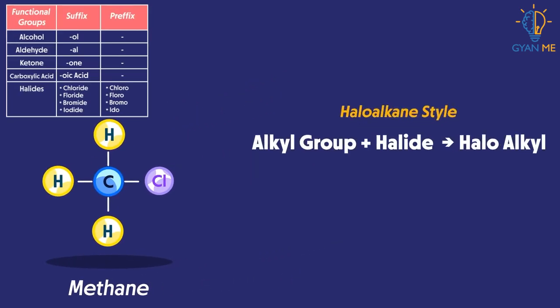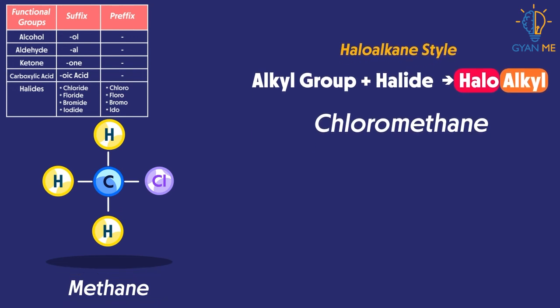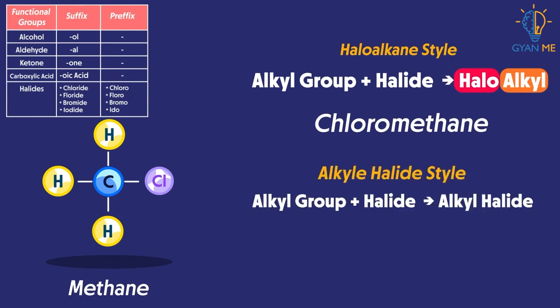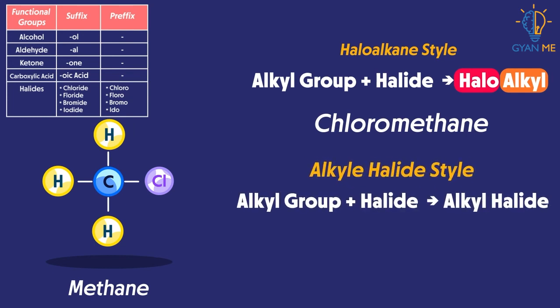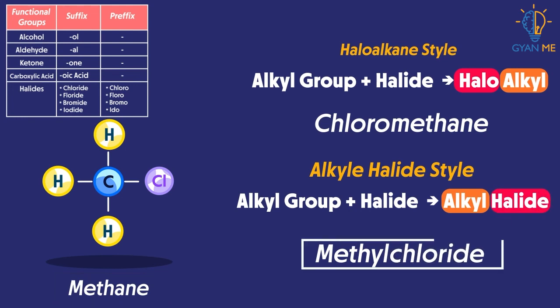According to the system of haloalkane, the name of the halo compound that is substituted comes first, which is chloro here, and the name of alkane as a suffix. What is it here? Yes, it is methane. So it will be chloromethane as the name of this compound, as per the haloalkane naming system. And as per alkyl halide system, the name of the alkyl group comes first. Here it will be methyl as it is derived from methane, and the suffix is halide name, which is chloride here. Thus the name methyl chloride.